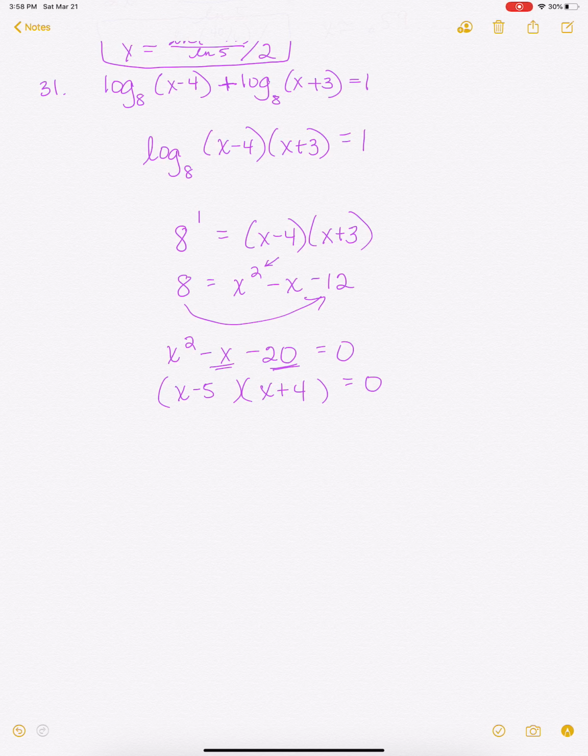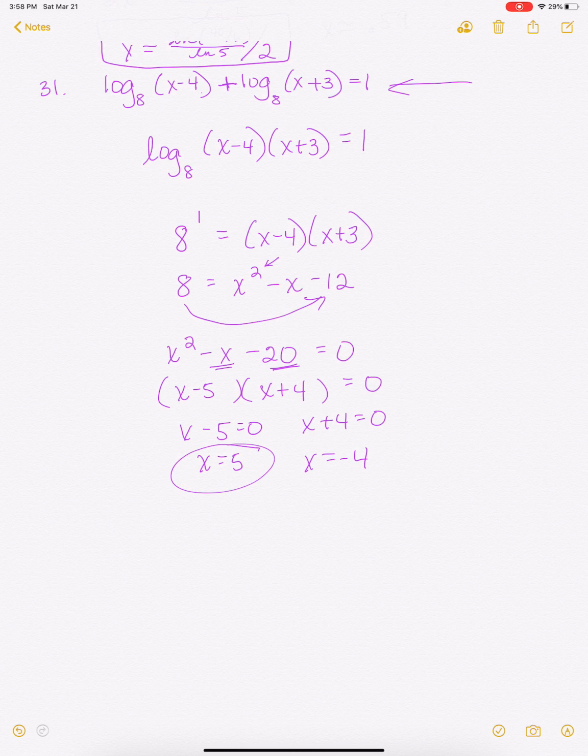And when I use my zero product property and set both of these factors equal to 0, I see that x could equal 5 or x could equal negative 4. Now, remember that you have to check these because in your original equation, your argument cannot be 0 and it cannot be negative. So when I plug in 5 as one of my answers, I get 5 minus 4, which is 1, and that's a positive argument. I get 5 plus 3, which is 8. That's a positive argument. So 5 works.